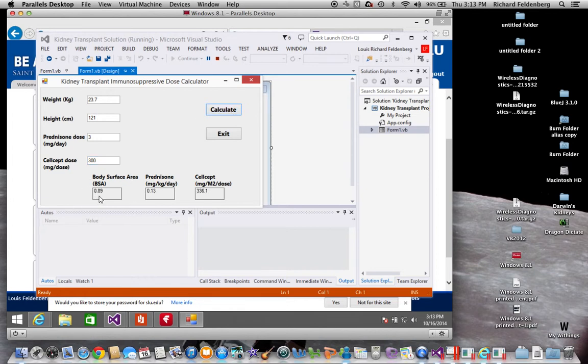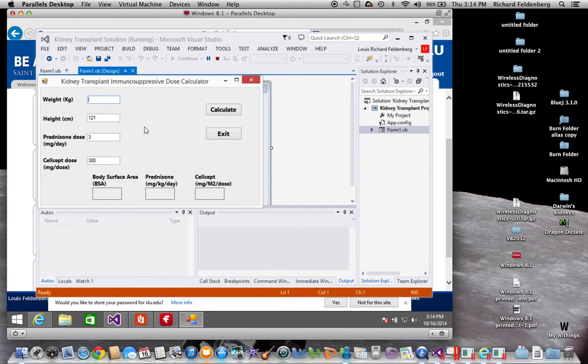So his body surface area is 0.89 meters squared. That's used to make the CellCept calculation, which comes out to be 336.1 milligrams per meter squared per dose, and his prednisone is 0.13 milligrams per kilogram per day. All these are in the therapeutic range, and you'll see if they're not, we get a message box that gives us a warning. Also notice that when we go to our next patient, and I delete this, the numbers in the labels down here will disappear. So I'm just going to delete that out.